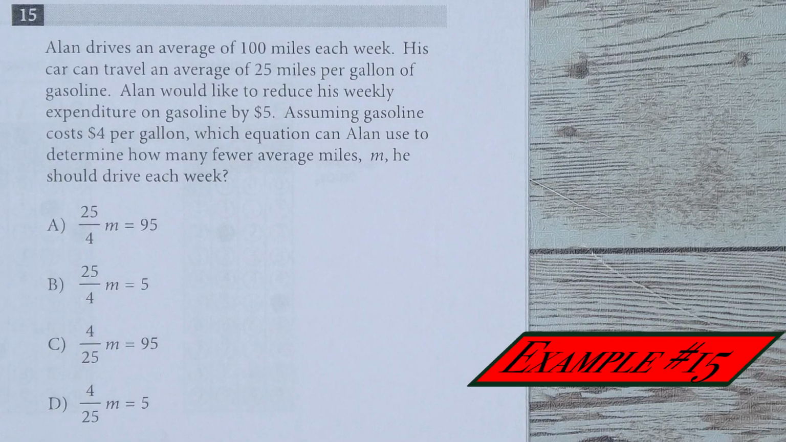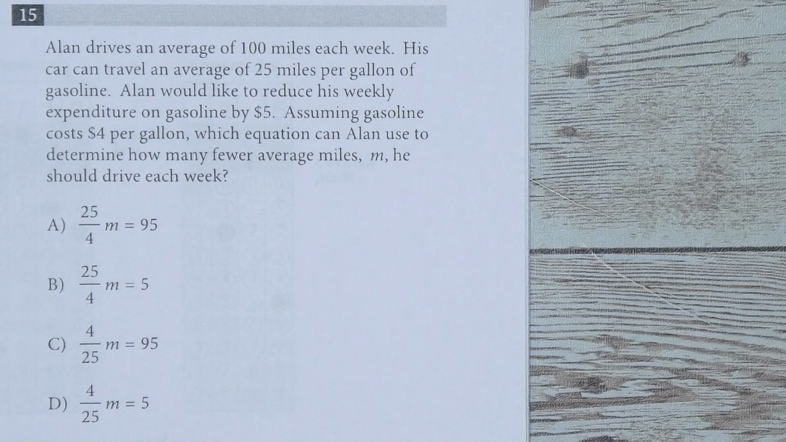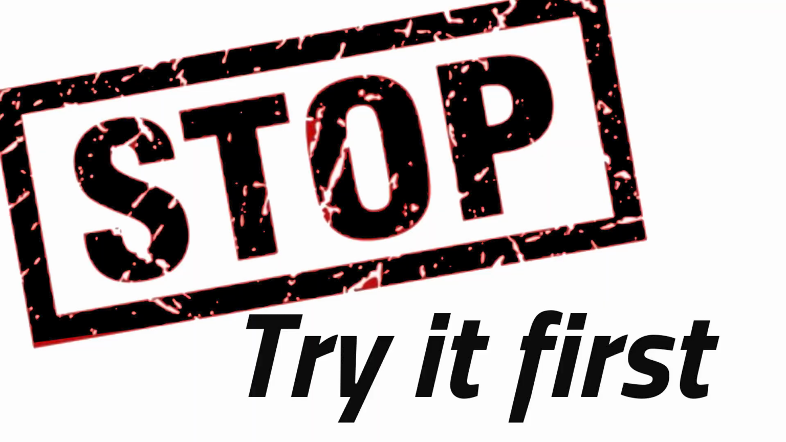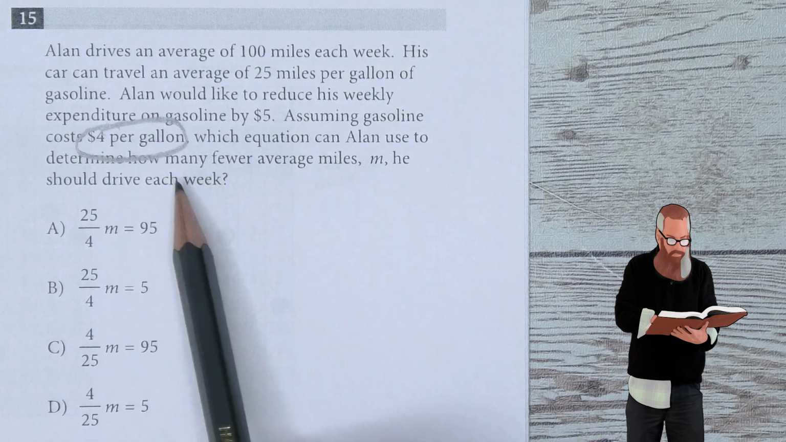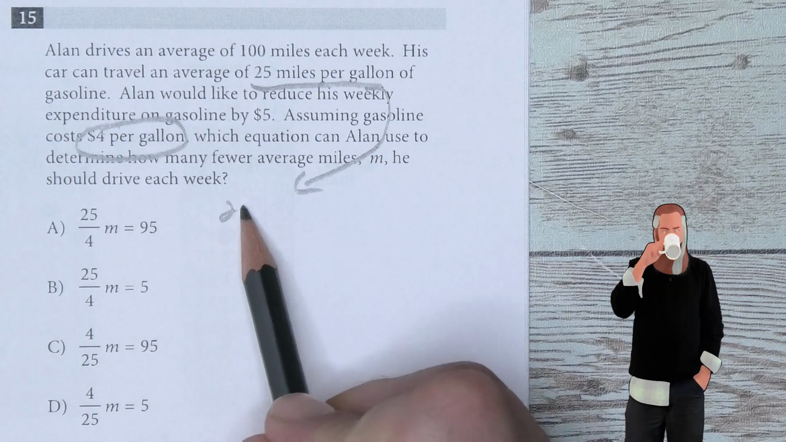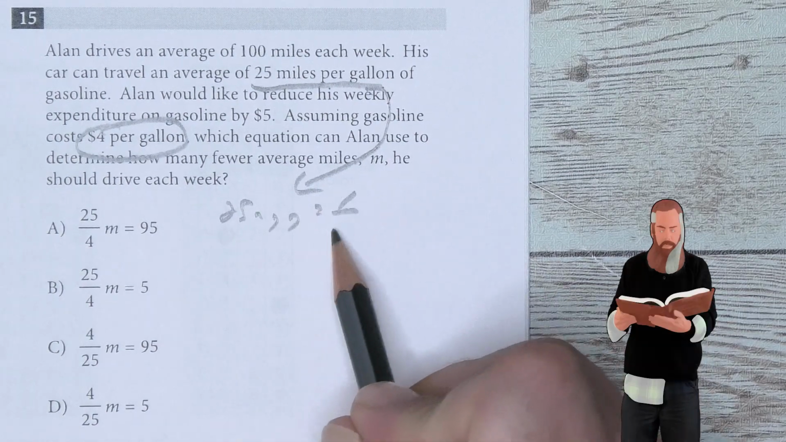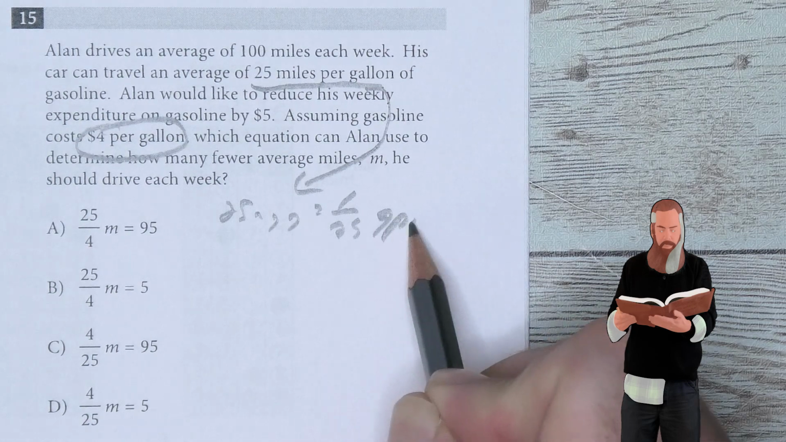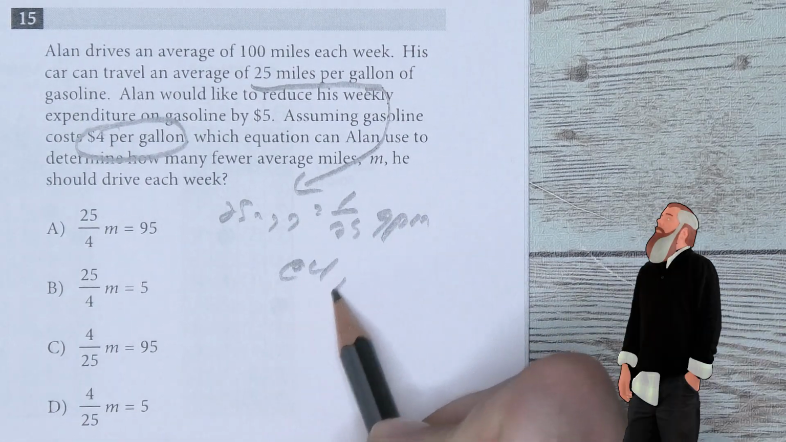Alan drives an average of 100 miles each week. His car can travel an average of 25 miles per gallon of gasoline. Alan would like to reduce his weekly expenditure on gas by $5. Assuming gasoline costs $4 per gallon, which equation can Alan use to determine how many fewer average miles M he should drive each week? So we know we are dealing with $4 a gallon and 25 miles per gallon. That 25 miles per gallon would be the same as 1/25 gallons per mile at $4 per gallon.